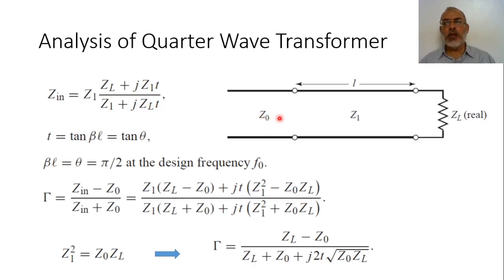And it is required that the input impedance at the second terminal of the transformer would be Z0. So Zin at the center frequency, which equals Z1 squared over ZL, would be Z0. Or in other words, Z1 squared equals Z0 multiplied by ZL, which means that the required characteristic impedance of the quarter wave transformer Z1 equals the square root of Z0 multiplied by ZL. This is the input impedance at the center frequency.